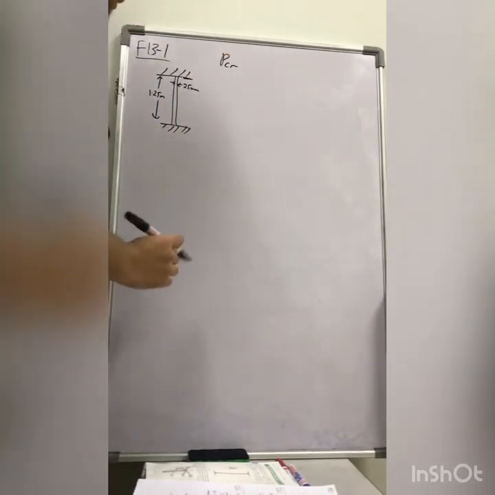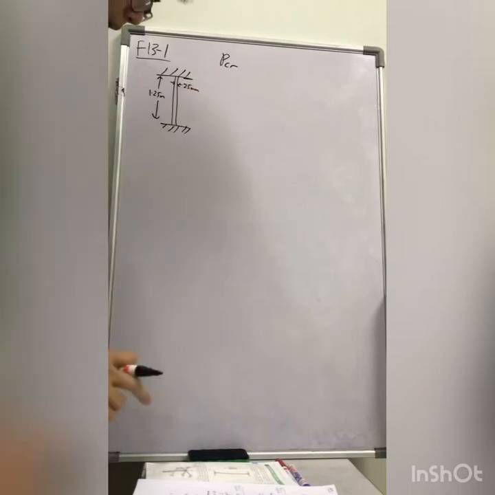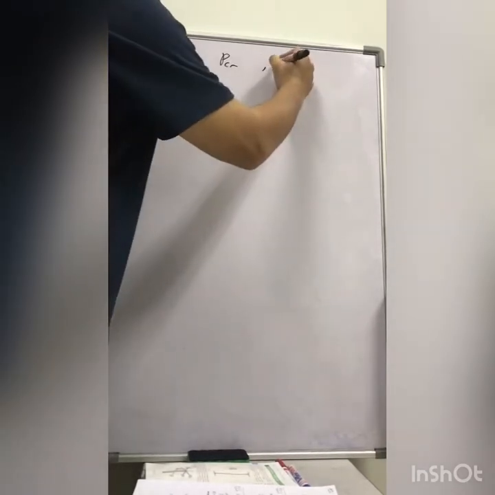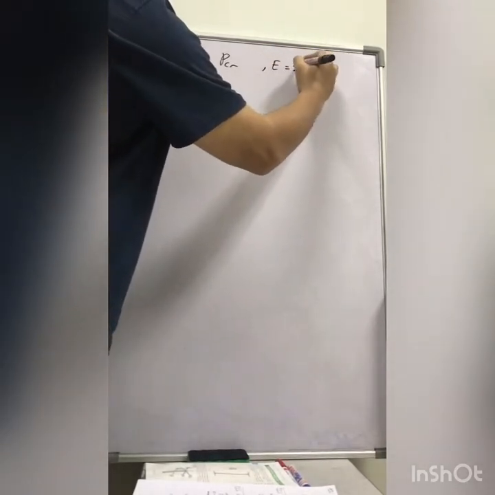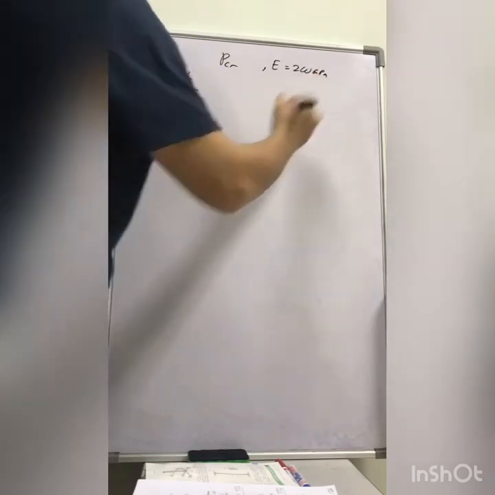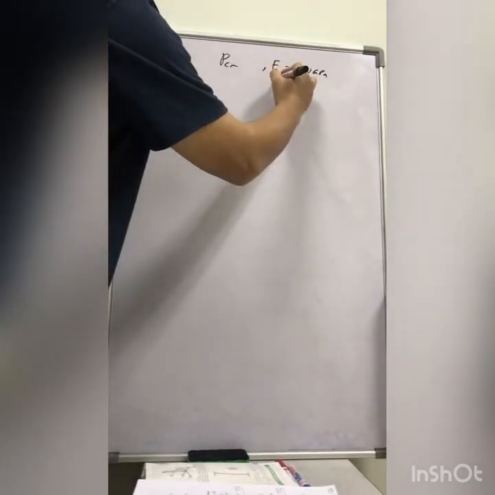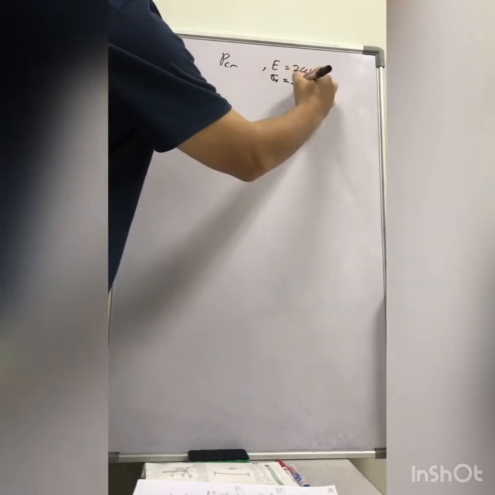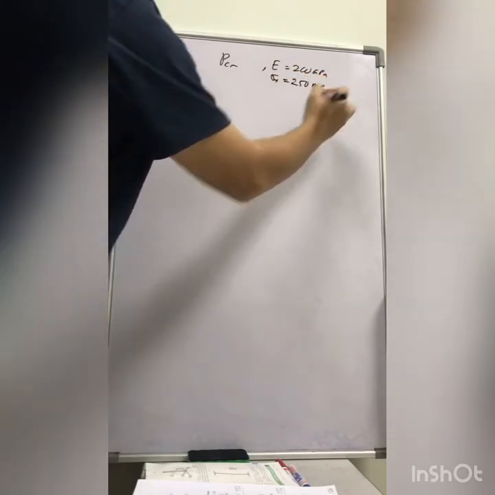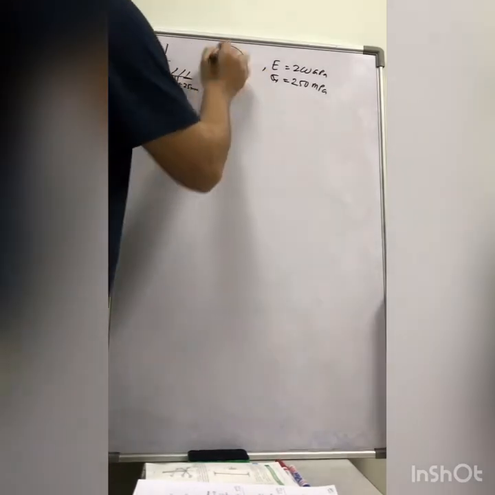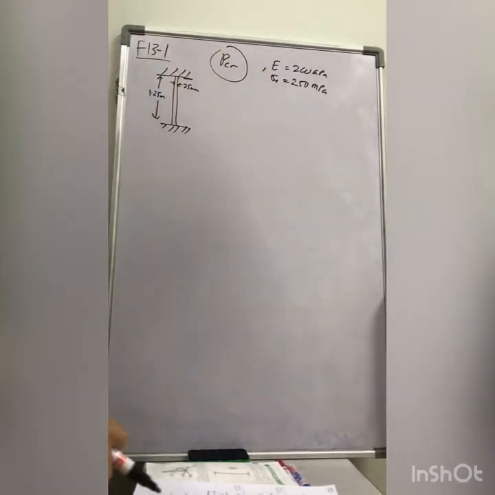The ends are fixed, both ends. The question asks you to use E equals 200 gigapascal, which is obviously steel, and you are given the yield strength of steel to be 250 megapascal. So the question asks you to find the critical buckling load, P critical.